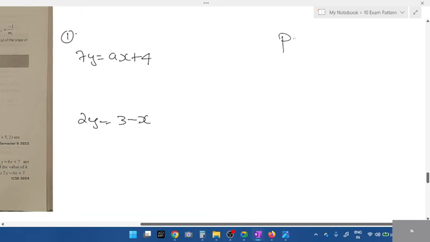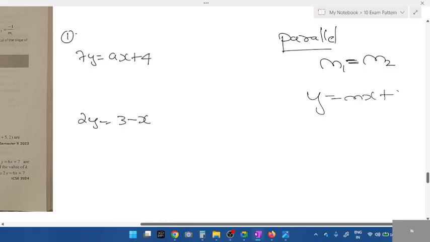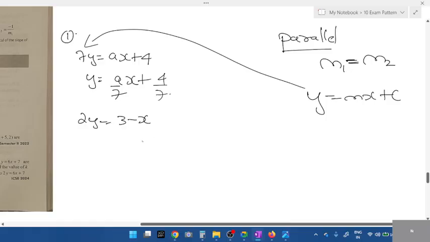It looks like a complicated question. If it is parallel, what is m, students? The m value. m1 is equal to m2. As soon as you see a parallel question, m1 is m2. Fine. Rearrange this equation: y is equal to mx plus c. If you arrange this, before y there shouldn't be any value, right? Divide by 7, what do you get? y equals a by 7 x plus 4 by 7.